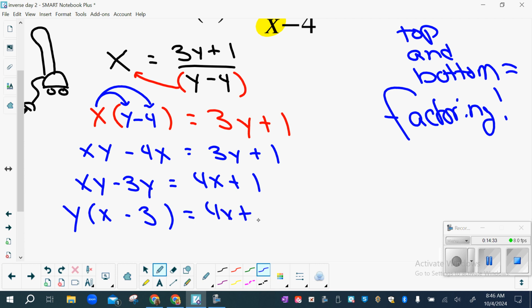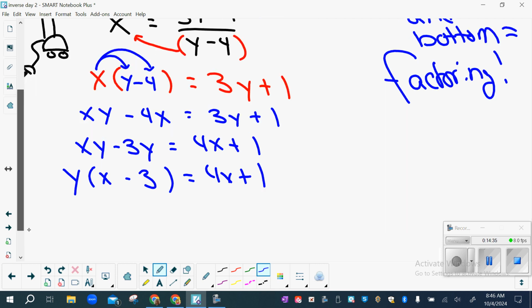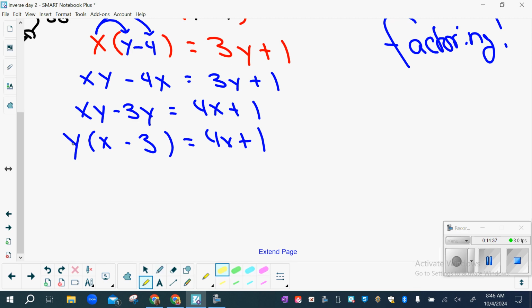We are almost done with this guy. My goal is to get this guy alone. So remember what we did in that very second problem. What am I going to do to get y alone? He's being multiplied by that dude. So what's the opposite of multiply? Divide. Do it.